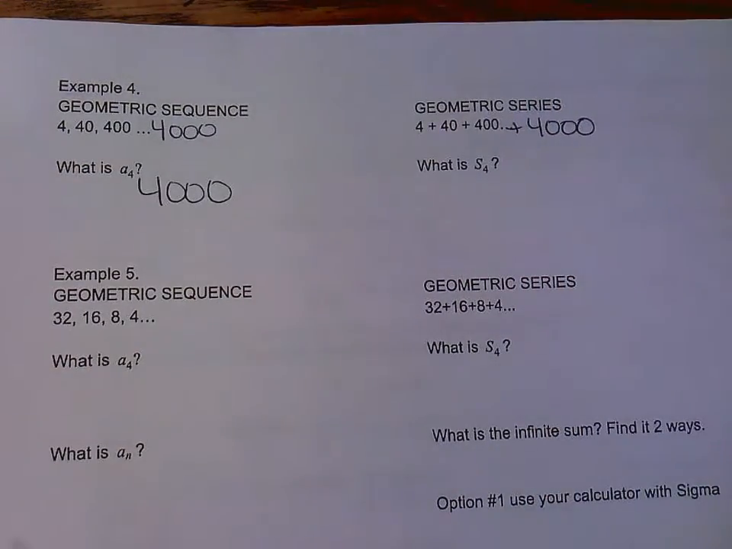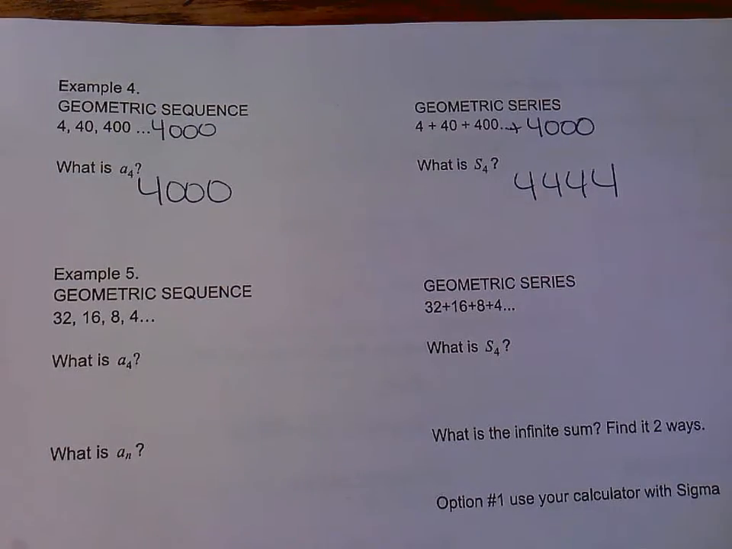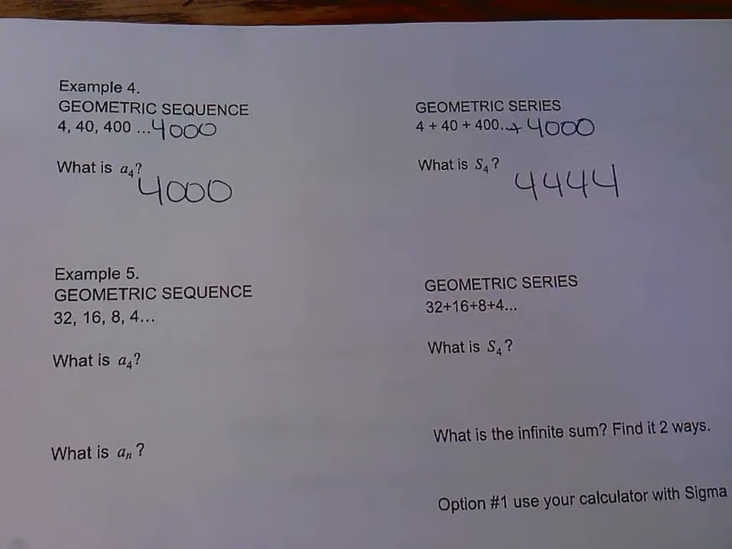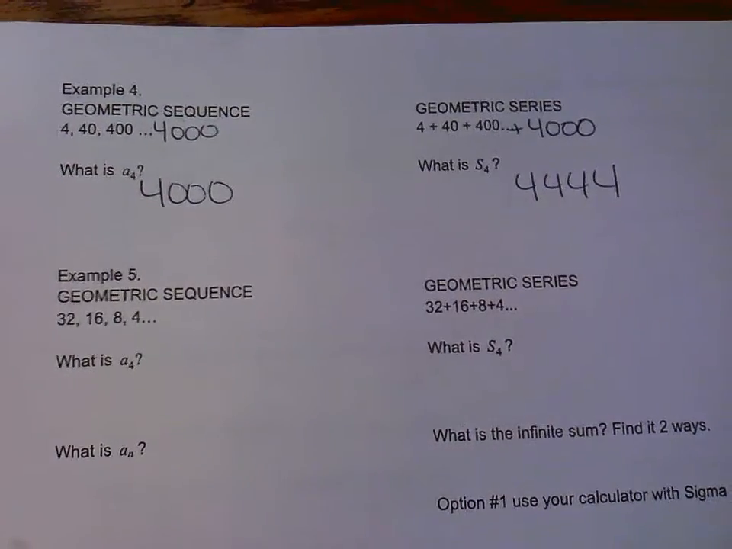So I would just add them together on your calculator. 4 plus 40 plus 400 plus 4,000 comes out to a bunch of 4s. 4 in every place. 4, 4, 4, 4. Right? Because you have 4 that are singles, 4 that are tens, 4 that are hundreds, 4 that are thousands. That's like, what is a geometric sequence? Generate a term. And then the next part, you take it a level up.